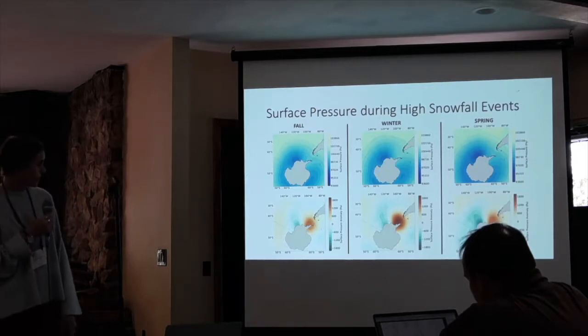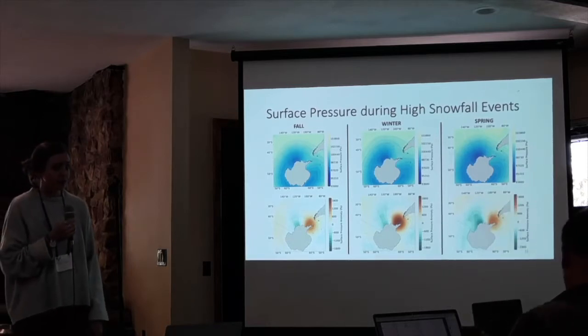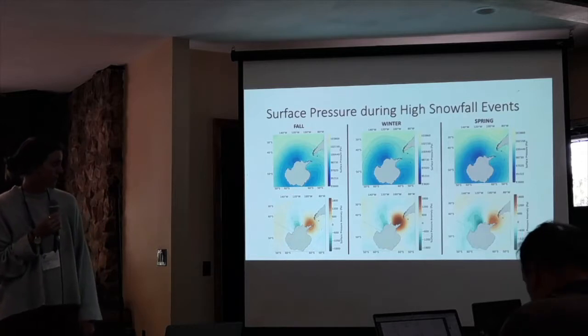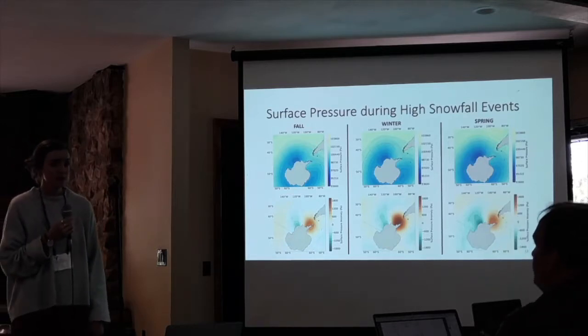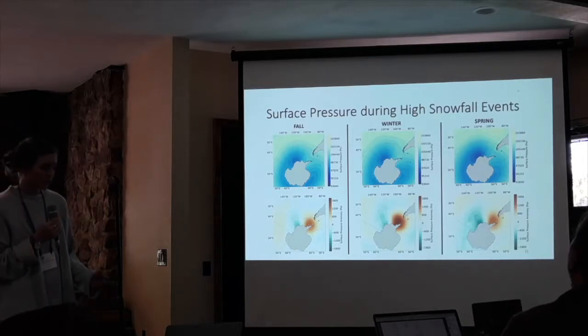What we see also is that there are differences in our surface pressure anomaly among the 3 seasons. So in the winter, we see the highest signal of this anomalous high pressure. And in the spring, we also see a distinctly anomalously low Amundsen Sea low.